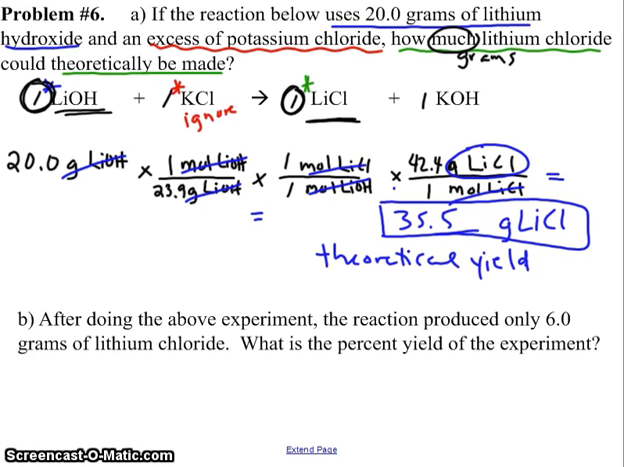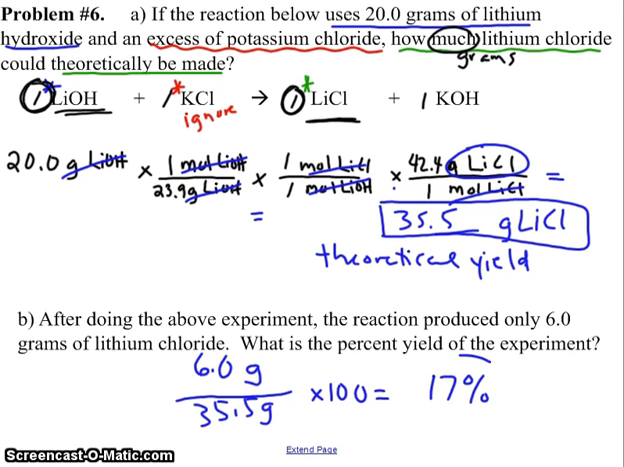Now, part B of this problem says, after doing the above experiment, the reaction produced only 6 grams of lithium chloride. What is the percent yield of the experiment? So the actual yield done at the lab bench is 6.0 grams. We're going to divide that by the theoretical yield of 35.5 grams, and then multiply by 100. Our answer is going to be limited to 2 significant figures because of the 6.0. And we're going to see once you get that out of your calculator that that rounds to 17% yield. So a low percent yield, but that's all right. This is just the way this particular experiment went down.